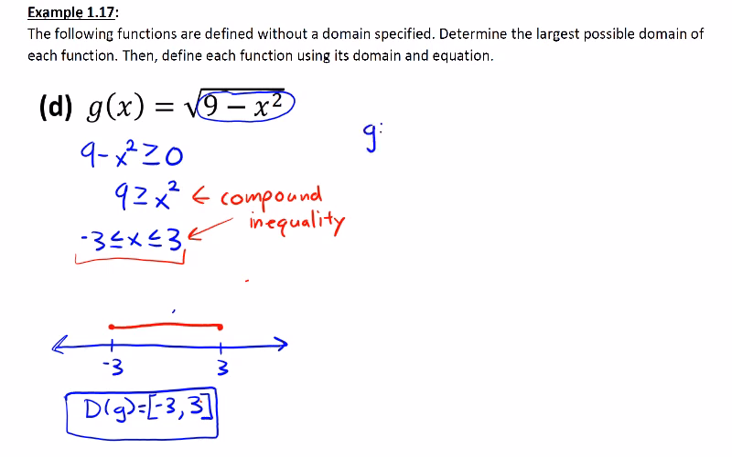Function name is G. First set is the domain. That's what maps to the real number set given by the equation g of x equals the square root of 9 minus x squared.